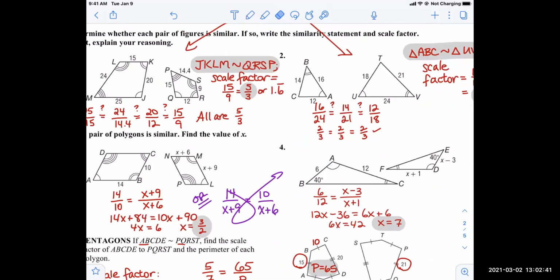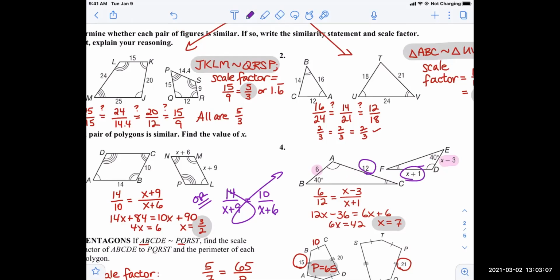Okay, and then over here, the one across from the double marked angle is 6. The one across from the double marked angle here is x minus 3, so they should correspond. And then the one across from the 40-degree angle is 12, and the one across the 40-degree angle is x plus 1, so these guys should correspond.